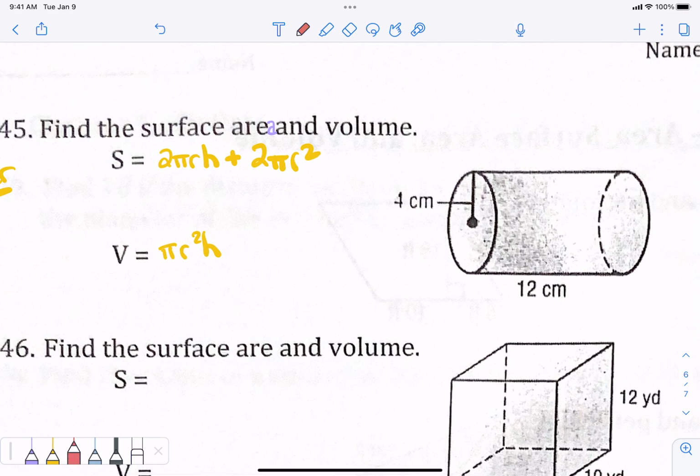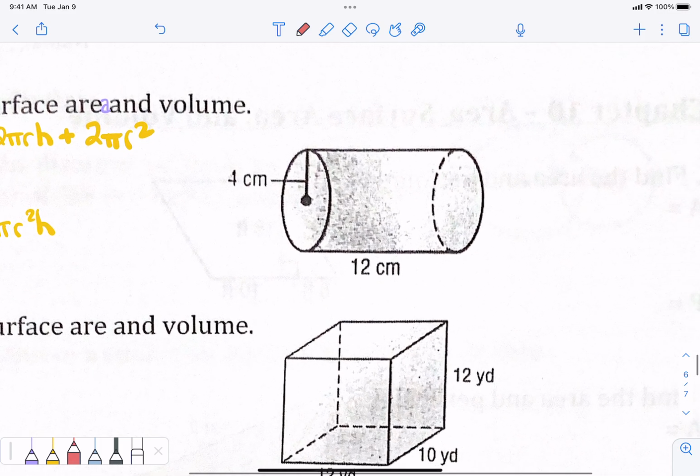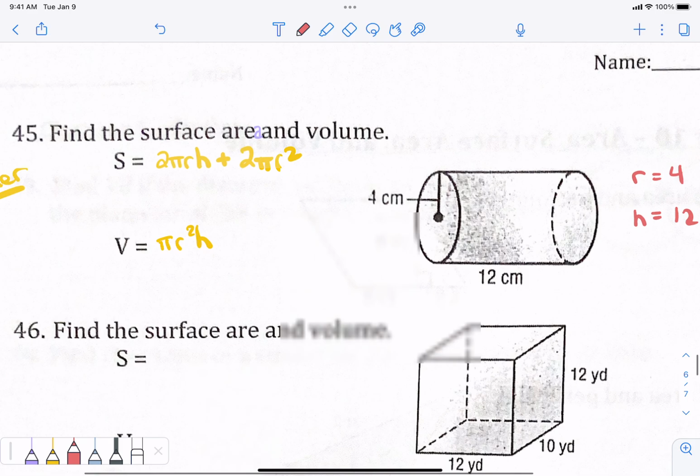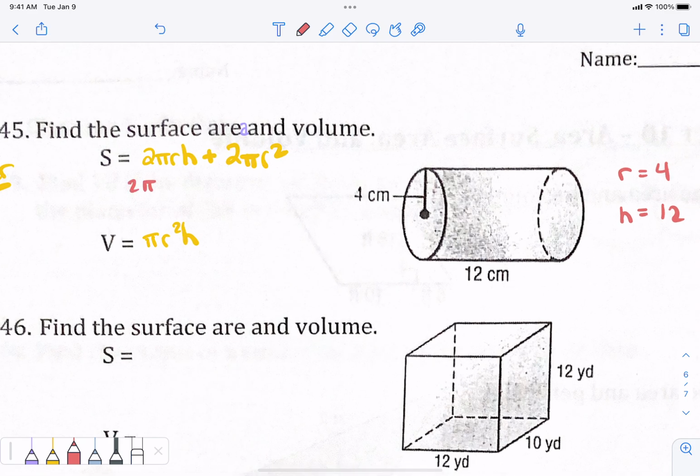All right, now we just have to plug stuff in. Over here, I like to write out my variables. The only things we need for both formulas are an r and an h. And r is 4 and h is 12, so we're easy. We don't have to find anything. So 2 pi, r is 4, h is 12, plus 2 pi 4 squared.